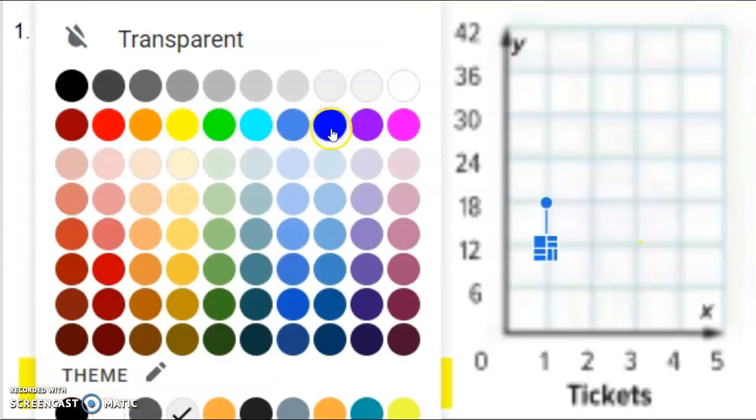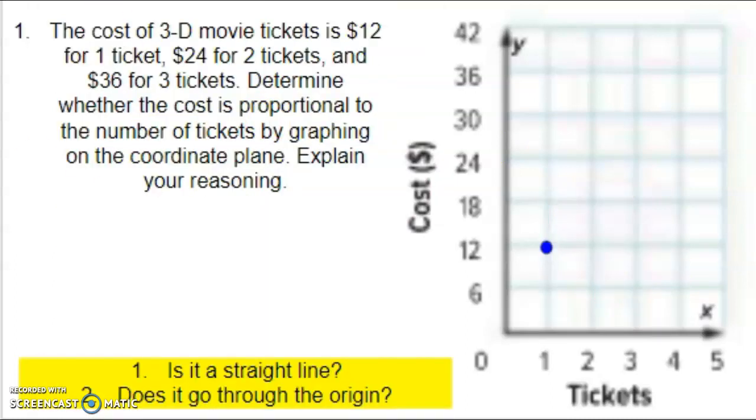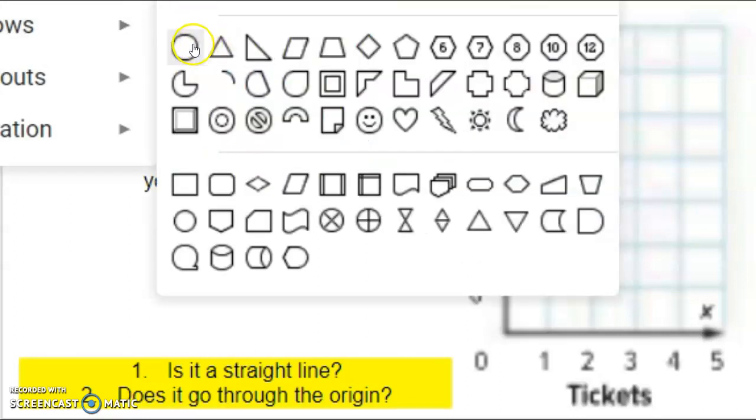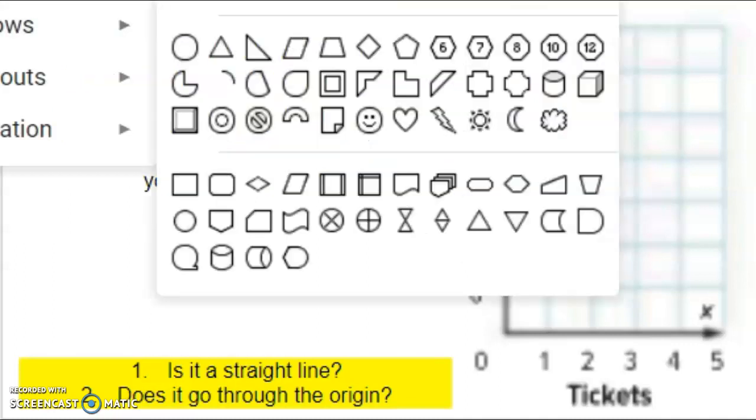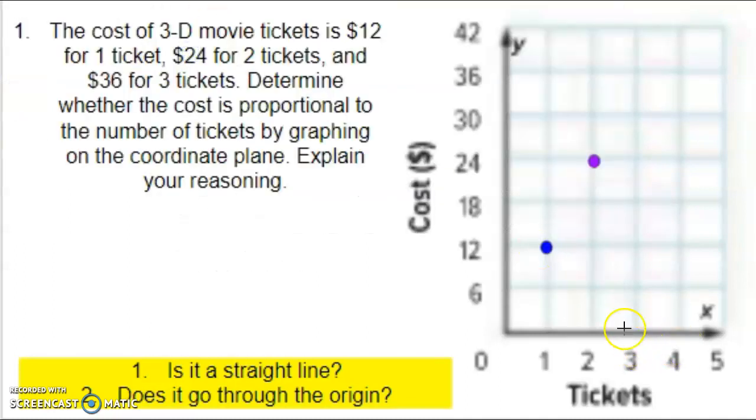Let's fill this in blue. Okay, next one is $24 for 2 tickets. So 2 tickets, $24. And I will make this one purple. And then my last one is $36 for 3 tickets. 3 tickets, $36. And we'll make this one red.